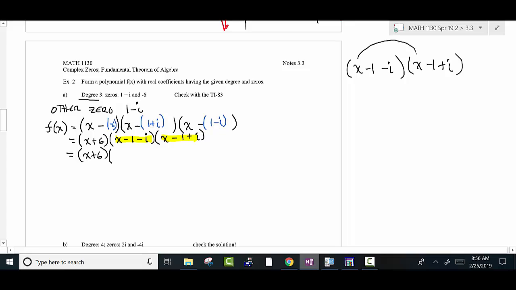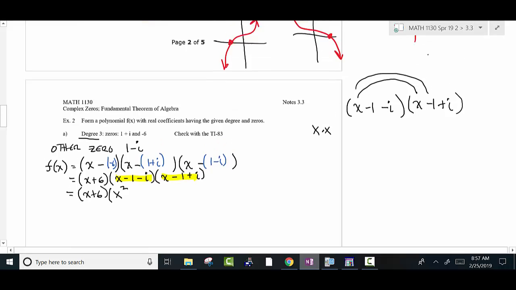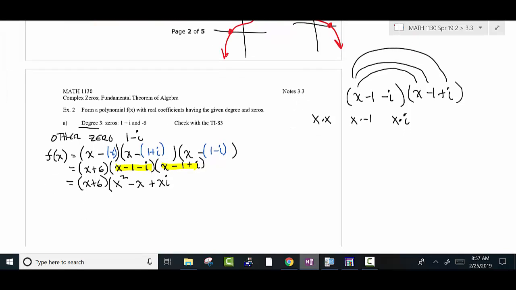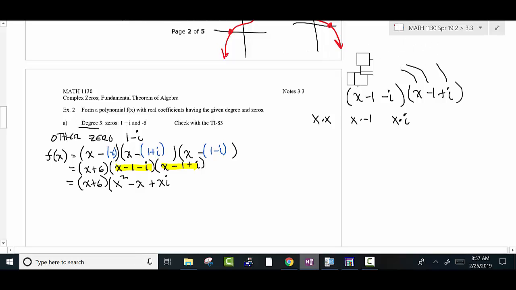Okay, that first term is x times x, so that's x to the second. Then I take the x times negative 1, which is negative x. Then I take the x times i, and that's going to give me a plus xi. I'm going to start over again and do the negative 1 now. You're just doing the distributive property 3 times.